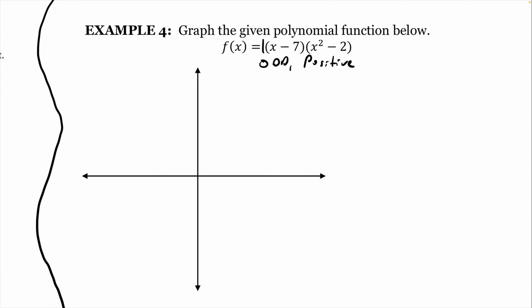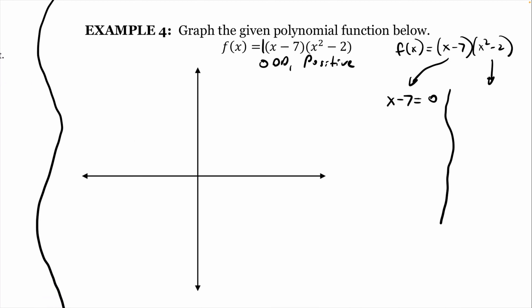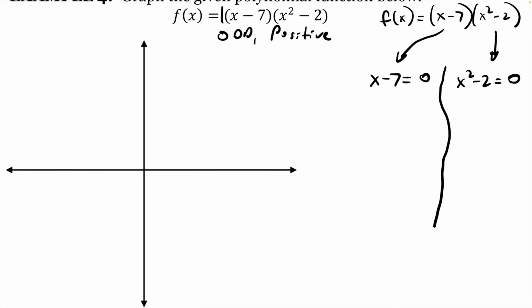Okay, so now, next thing. Let's find our x-intercepts. Let's go find those 3 answers. So I have x minus 7 equals 0. x squared minus 2 equals 0.